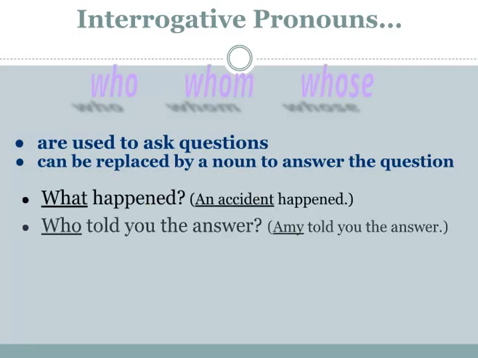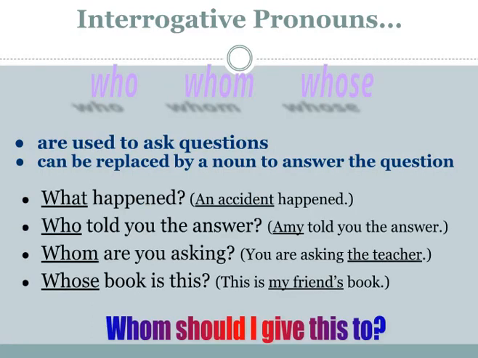They include words like who, whom, whose, all those W words, and they can be understood to refer to the word, the noun, or the phrase that would answer the question. So this is a case where the antecedent doesn't appear in the sentence because it's implied. The antecedent is what you're asking about. What happened? Something happened.